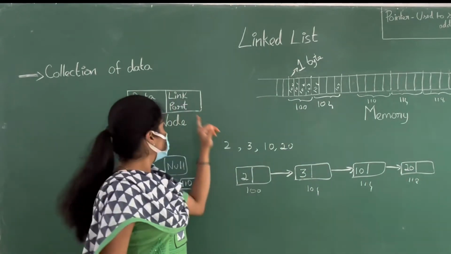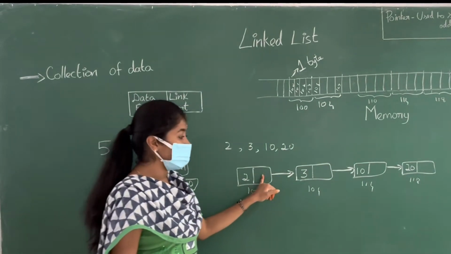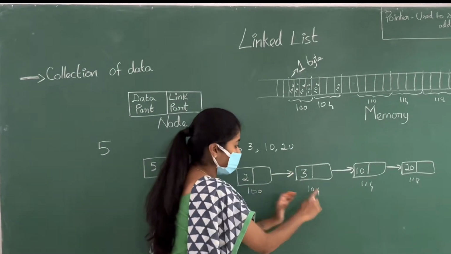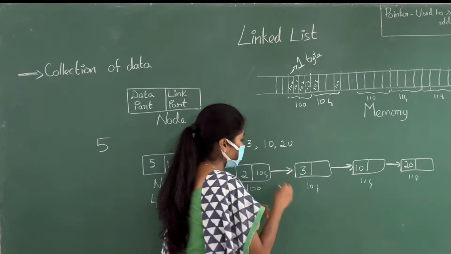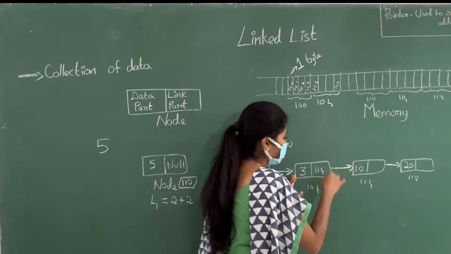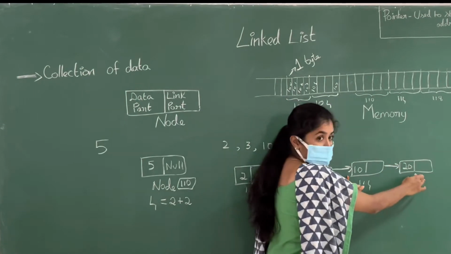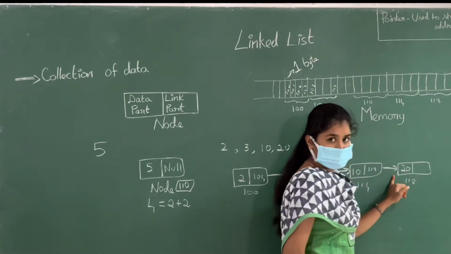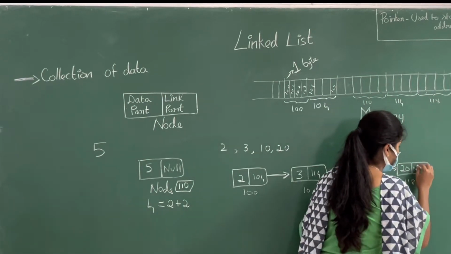The link part is used to store the address of the next node. For this node, this is the next node, so this address will be written here. For this node, this is the next node, so this address will be written here. For this node, 20 is the next node, so 118. For this node, there are no other nodes left, so null will be stored here.